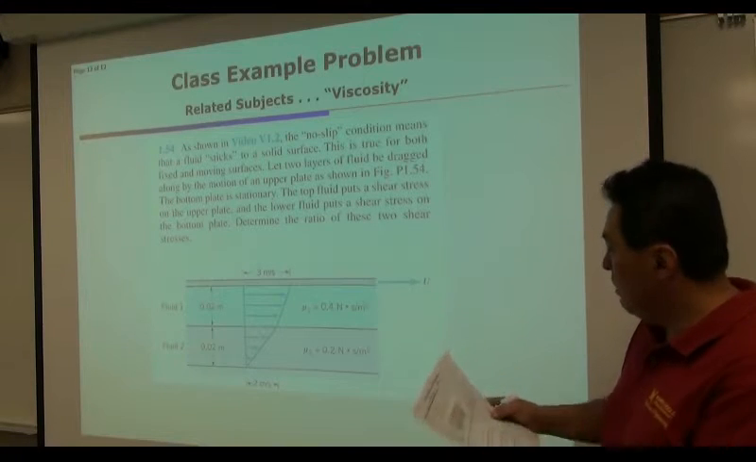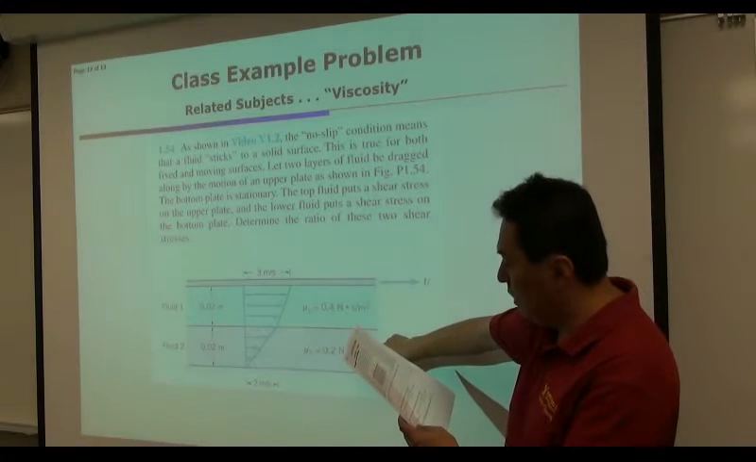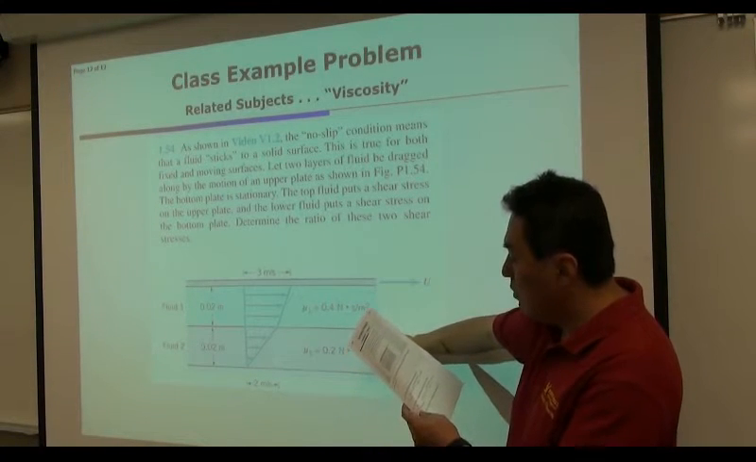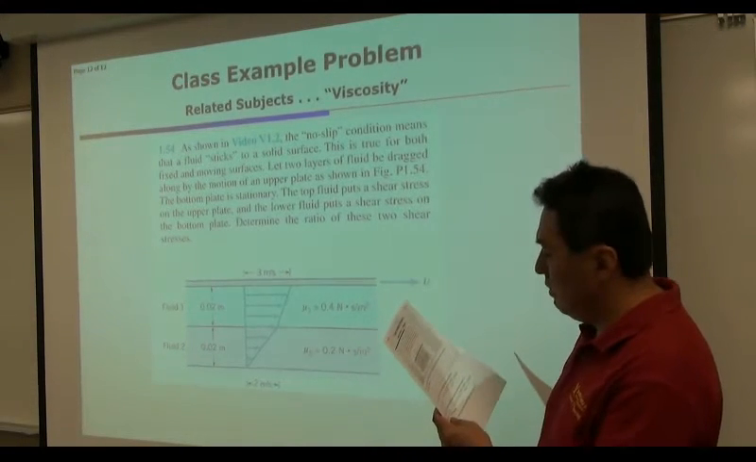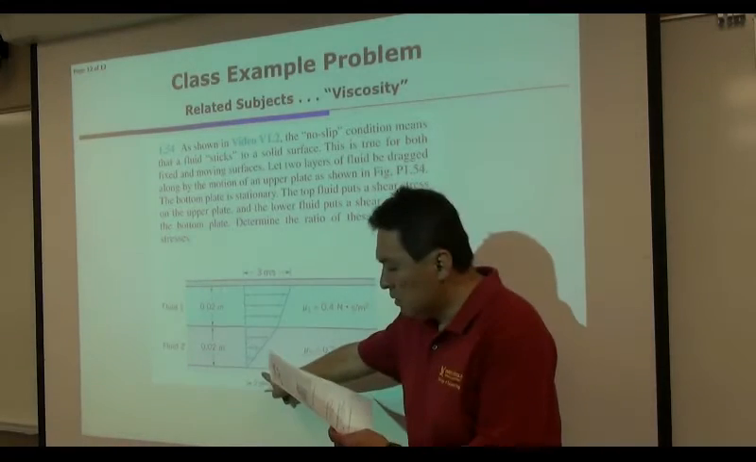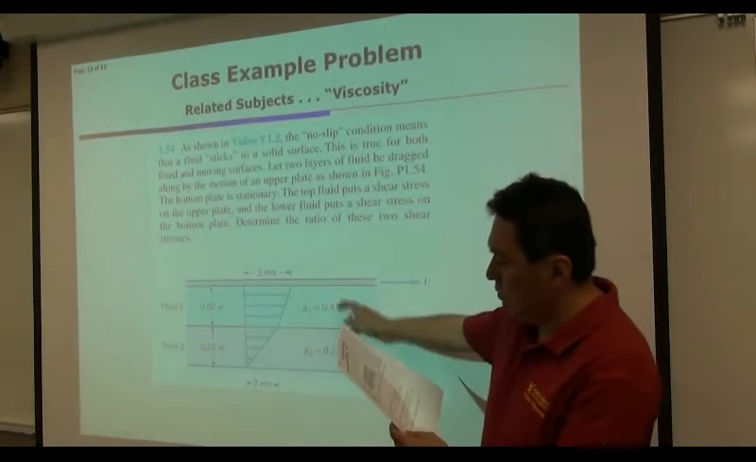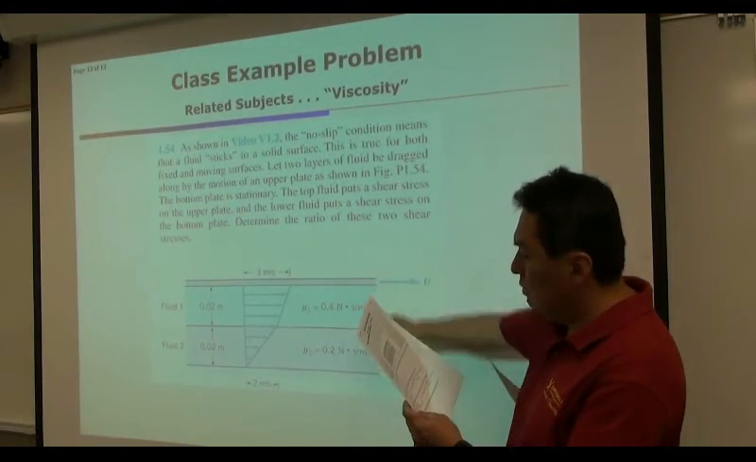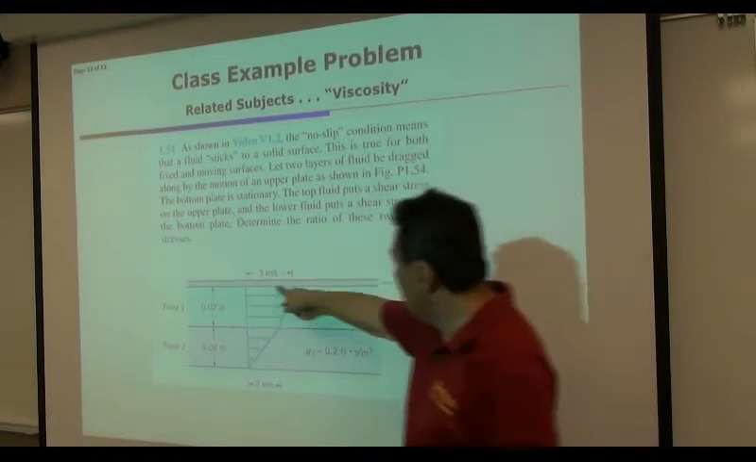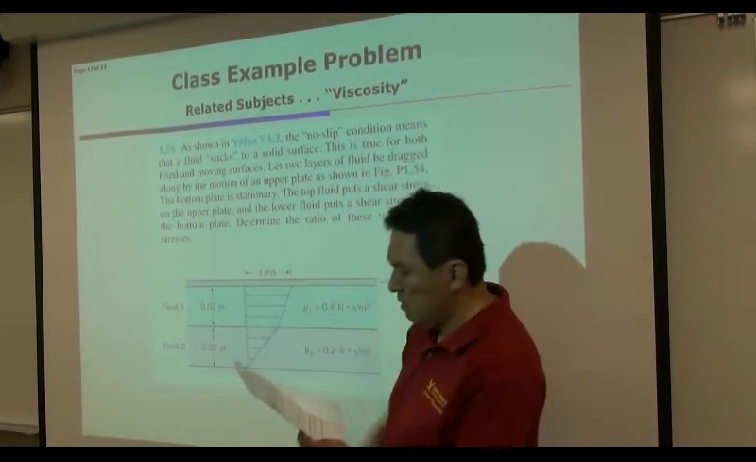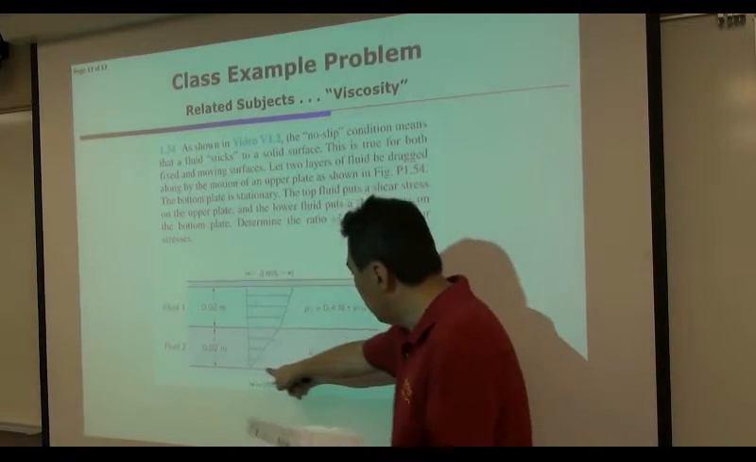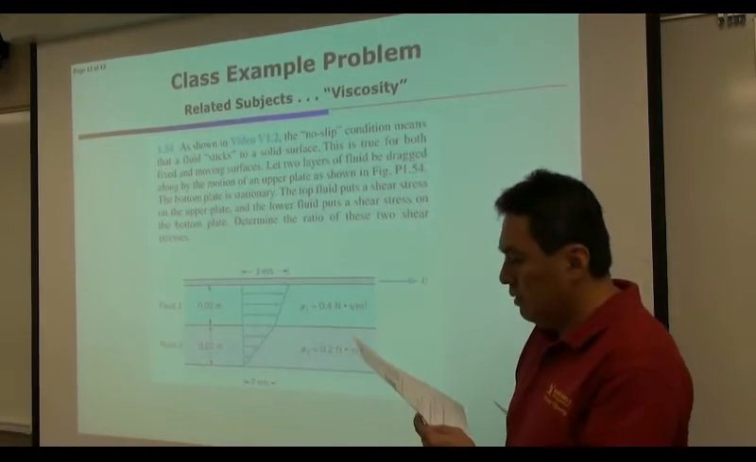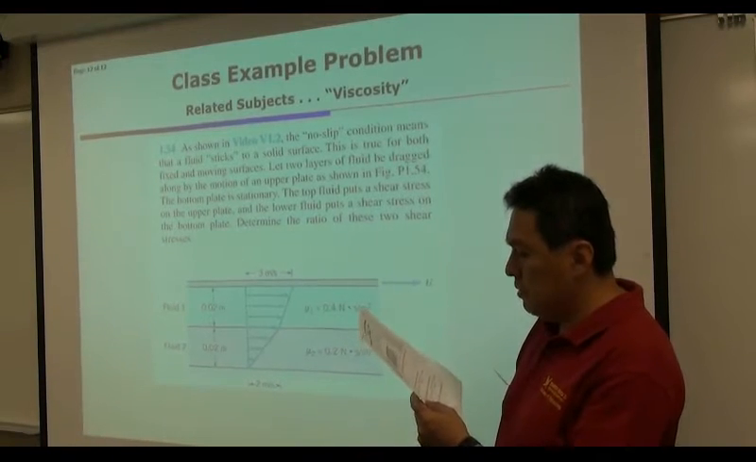Let two layers of fluid be dragged along by the motion of an upper plate, as shown in the figure. Okay, the bottom plate is stationary, so you have two layers of fluids here. The top fluid puts the shear stress on the upper plate, right here, and the lower fluid puts the shear stress on the bottom plate, right here. Determine the ratio of these two shear stresses.